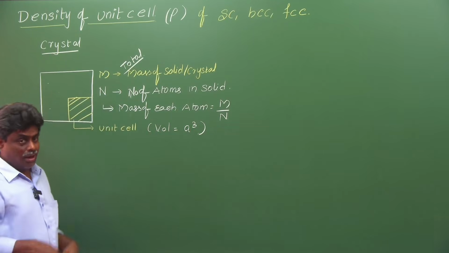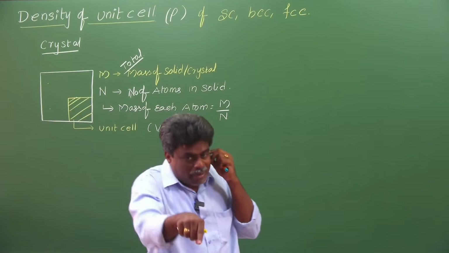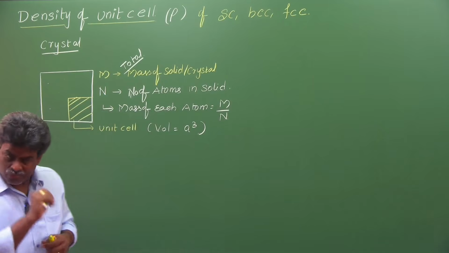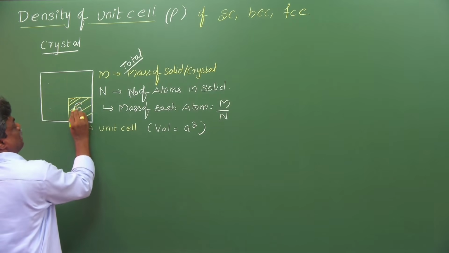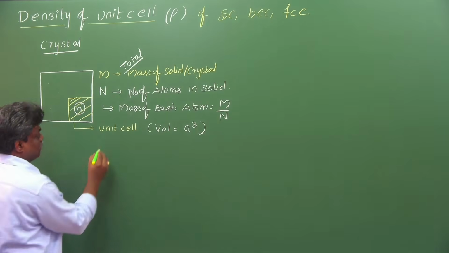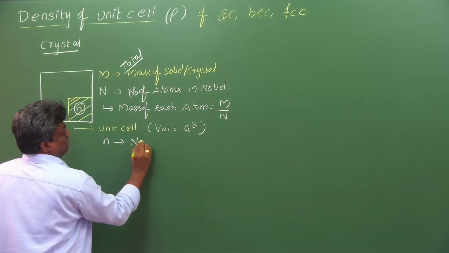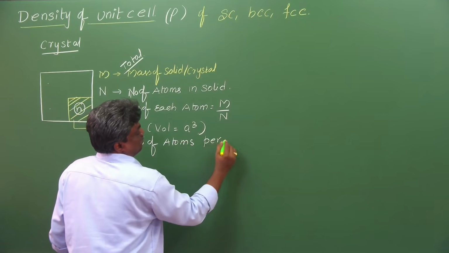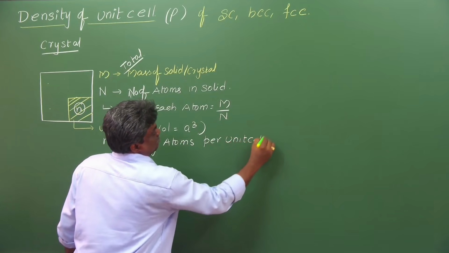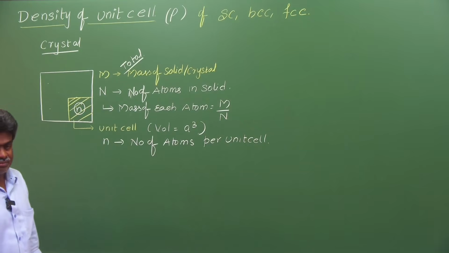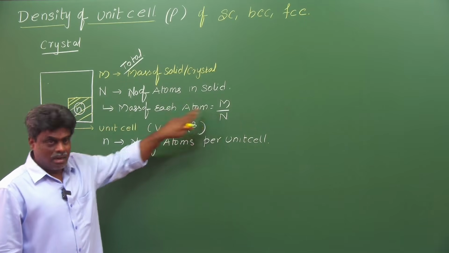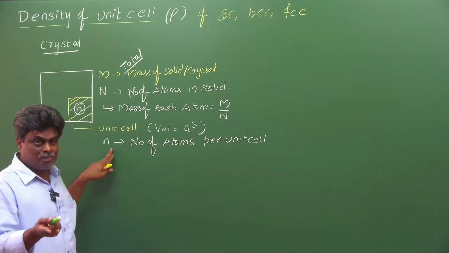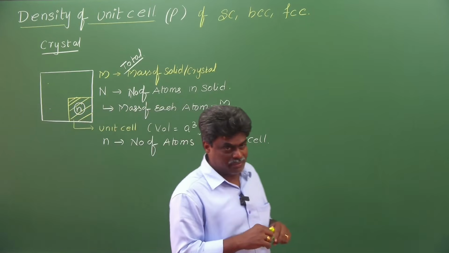Good. And I am assuming the number of atoms per unit cell. For simple cubic it is 1, BCC 2, FCC 4. That's why I am assuming small n, where small n is the number of atoms per unit cell. Everything is ready. I got mass of each atom, and the unit cell contains how many atoms? Small n. 1 for simple cubic, 2 for BCC, 4 for FCC. What do you want?